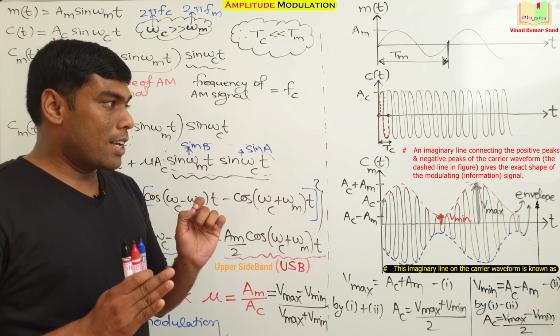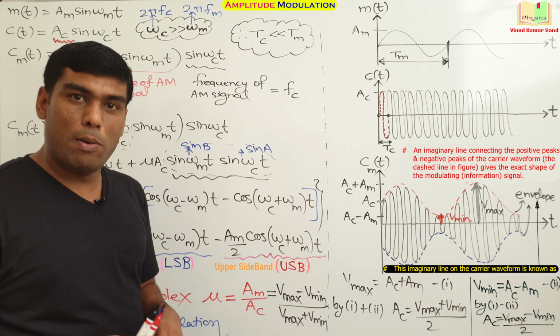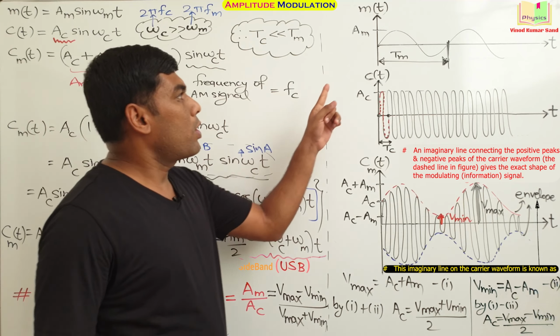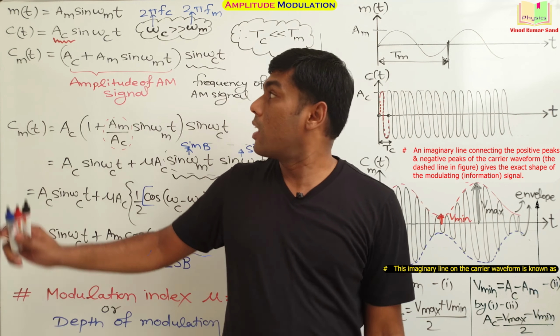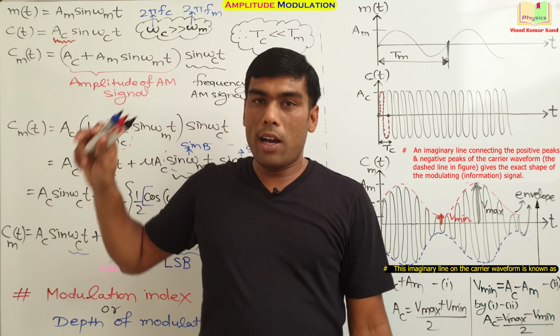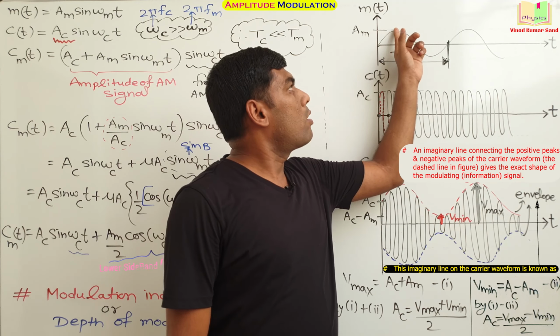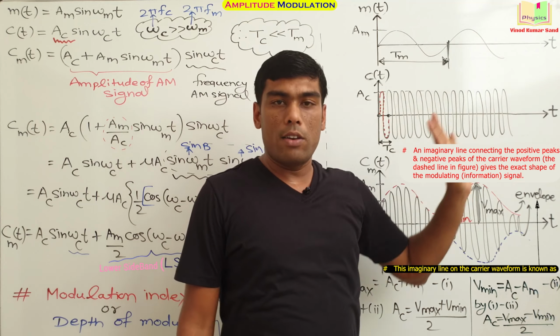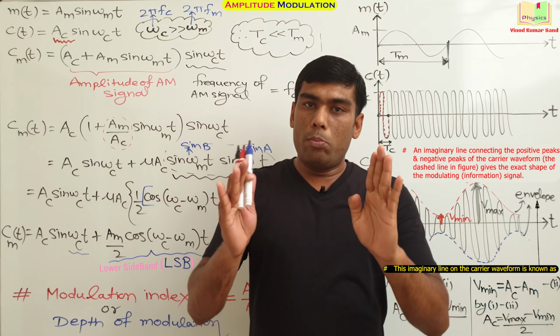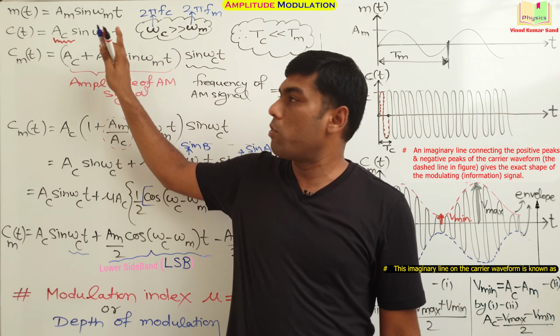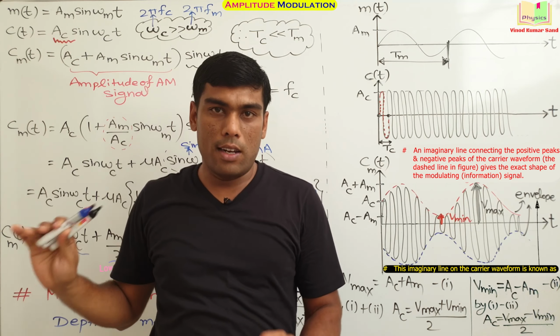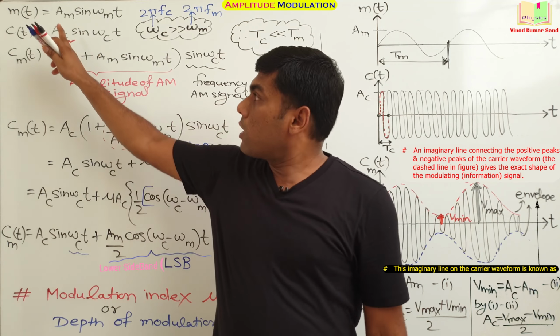Once again, I am explaining everything because this part is pretty important, how we have done the things. First of all, we have taken up the message signal. Message signal is AM sine omega mt. So this is the amplitude of the message signal AM, and a sine wave is there. For making the derivation simple, we have taken phi 0 in both the waveforms, the message signal as well as the carrier signal.